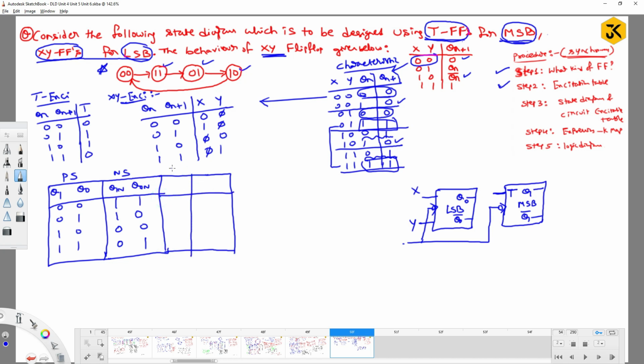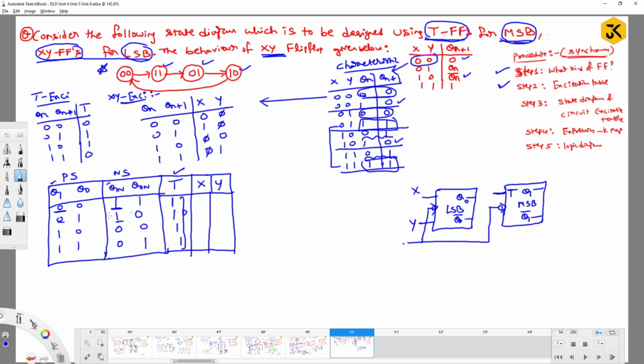Excitation tables: one is for the T flip-flop, another is for the X, Y flip-flop. So go with the T flip-flop. Why is it a T flip-flop? Because the MS bit is Q1 only. So try to write: for 0 1 it is toggling, for 1 0 it is toggling. So the value of T will always be 1.